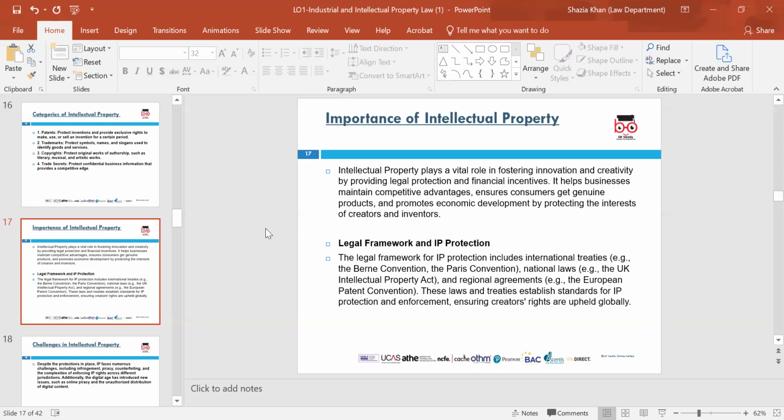And these laws are in place so that we protect and uphold the rights of the creators, ensuring that they have some form of protection. So that the rights are not breached and not taken away from them, so that the creator is protected.